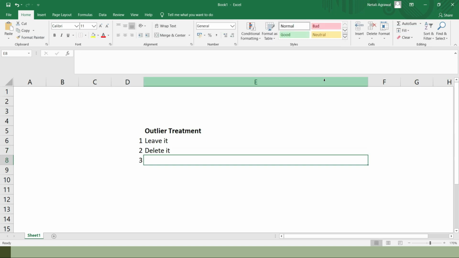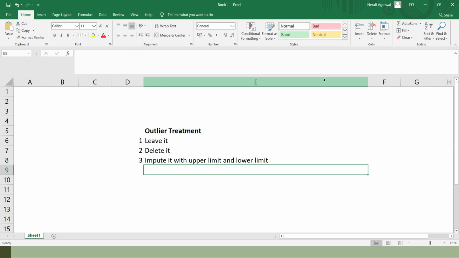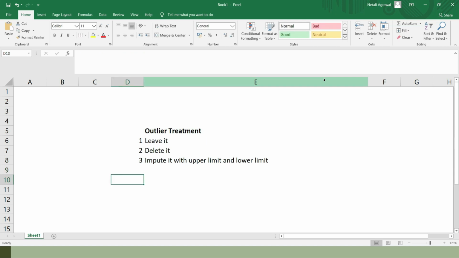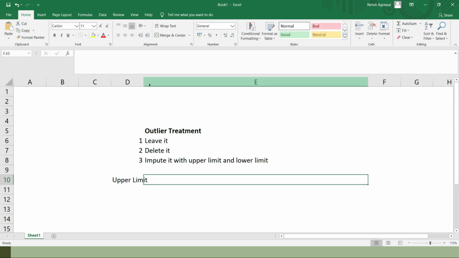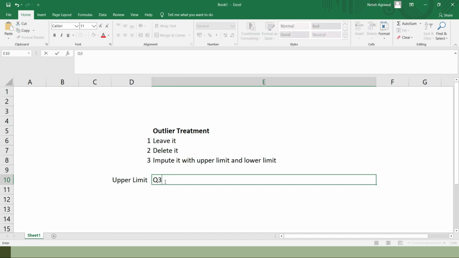And coming to the third one, that's very important, and most of the time we follow this one, that is imputed. Impute it with upper limit and lower limit. Now, what is an upper limit and lower limit? We have already discussed, but once more for your understanding, I would discuss it again. What is upper limit? So, upper limit is nothing but Q3, that is your third quartile or 75th percentile, Q3 plus 1.5 times of IQR.